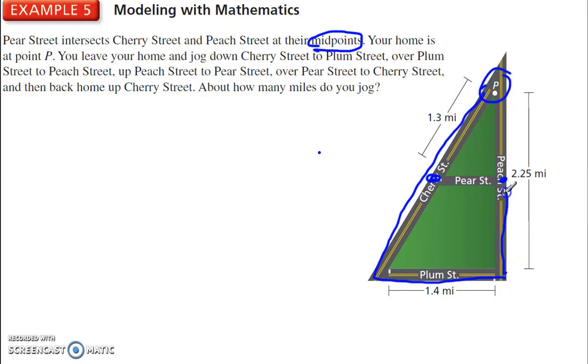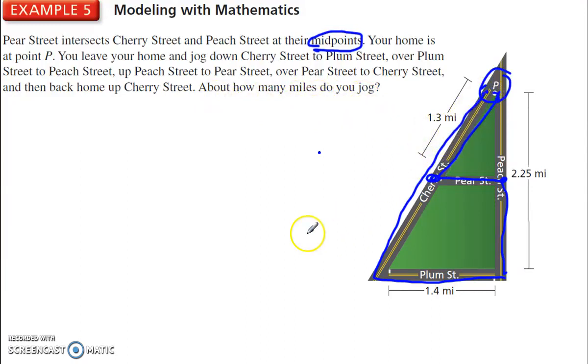Having so much fun jogging. And up Peach, yes, Peach Street to Pear Street. So now we're going to take a turn, going this way, and then to Cherry Street, and then back home up Cherry Street, this segment right here. And then we're home. Okay, how many miles did you jog approximately?